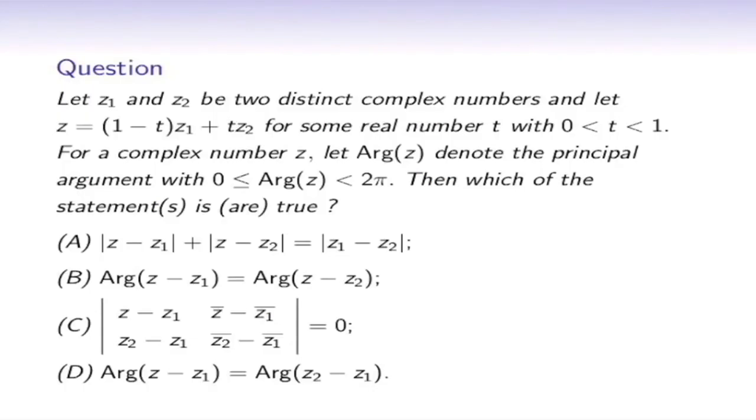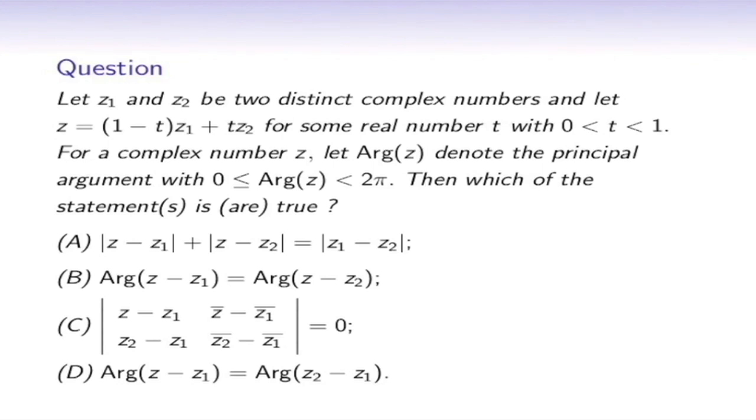Let us consider the next problem, which is on the absolute value of the complex number and the argument of the complex number. So the question is the following. Let z1 and z2 be two distinct complex numbers, and let z be a complex number of the form (1 minus t) times z1 plus t times z2 for some real number t which lies between 0 and 1. Then the question asks which of the options given below is true.